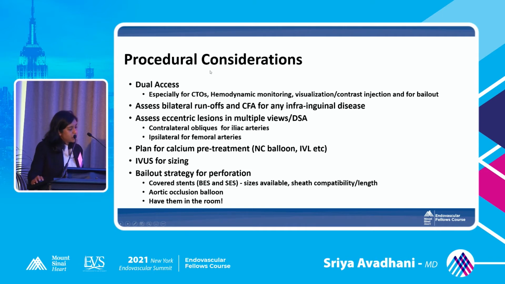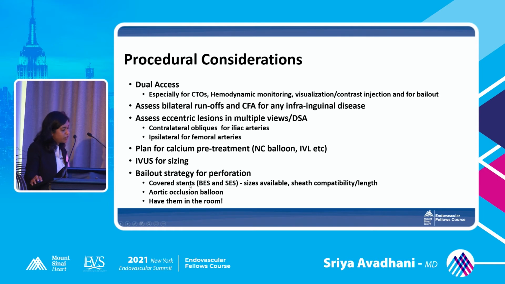In terms of procedural considerations, usually we tend to do dual access because one access you use for visualizing, and also you have it as a bailout in case you have a complication. You want to look at both your femorals and see if there's any concomitant disease in there as well, and also get good imaging. You want to really appreciate the full extent of the lesion, the eccentricity, and maybe even use IVUS to look at the lesion and plan your sizing in terms of stents and things like that.